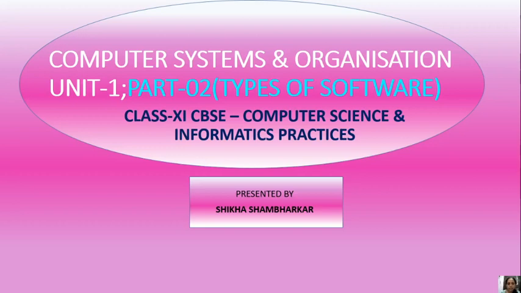This is Shikha Sambarkar and today our topic is Computer Systems and Organization Unit 1 Part 2, Types of Software. This video is helpful for class 11th students who have opted for Computer Science and Informatics Practices as an optional subject, and other students who are interested in this computer field can also watch the video. So let's start our topic, Types of Software.